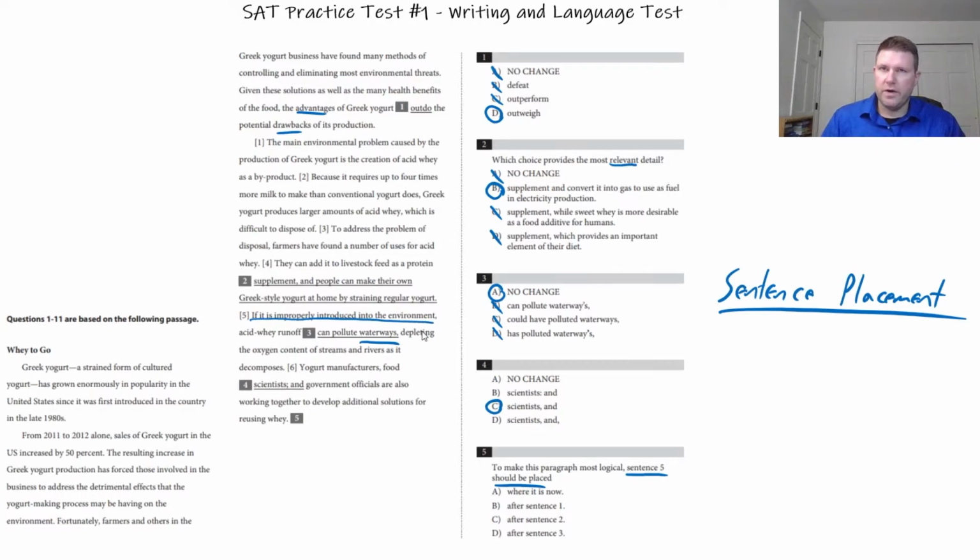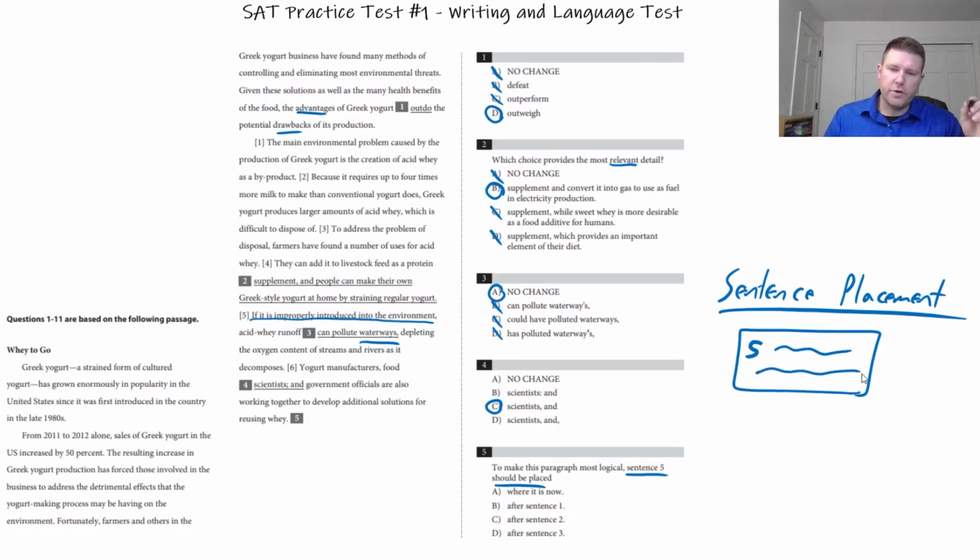So notice how I went and I read sentence 5 first. You'll want to do that and get sort of a very common sense summary of the sentence in your head. Okay, they're talking about what happens if acid whey is improperly introduced into the environment. So hold that thought in your mind, right? So I'll just sort of represent this visually. You go and read sentence 5.